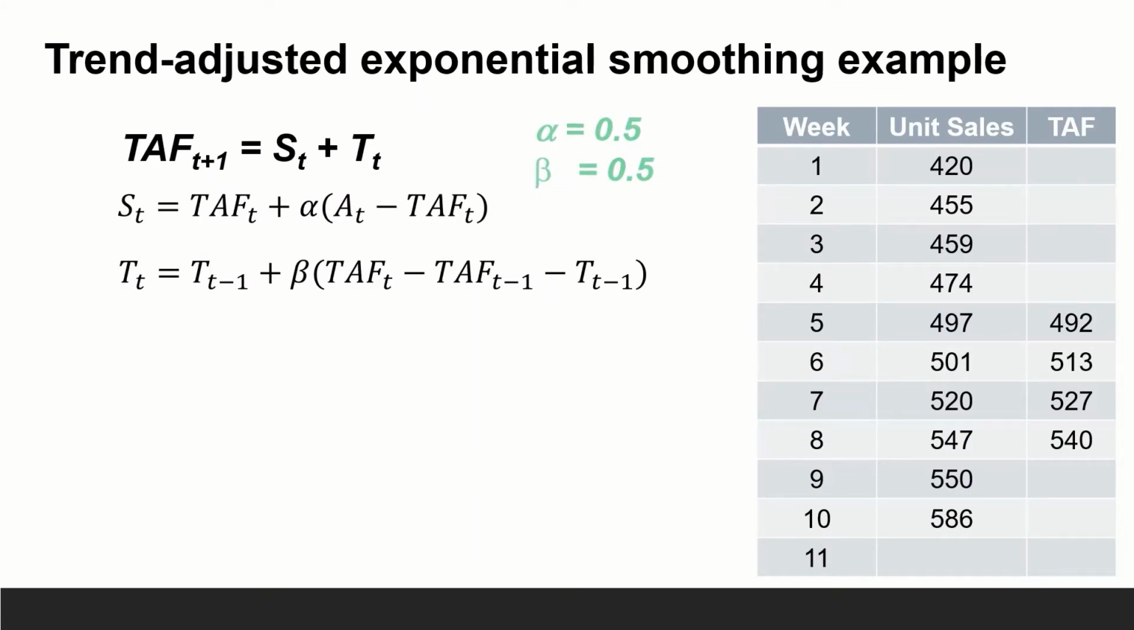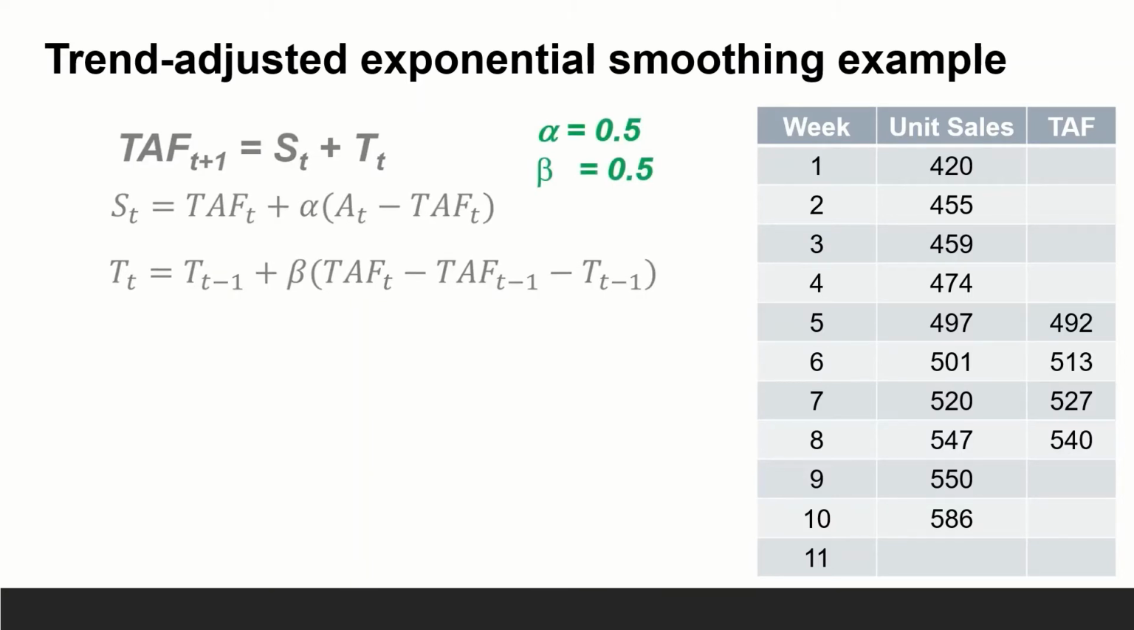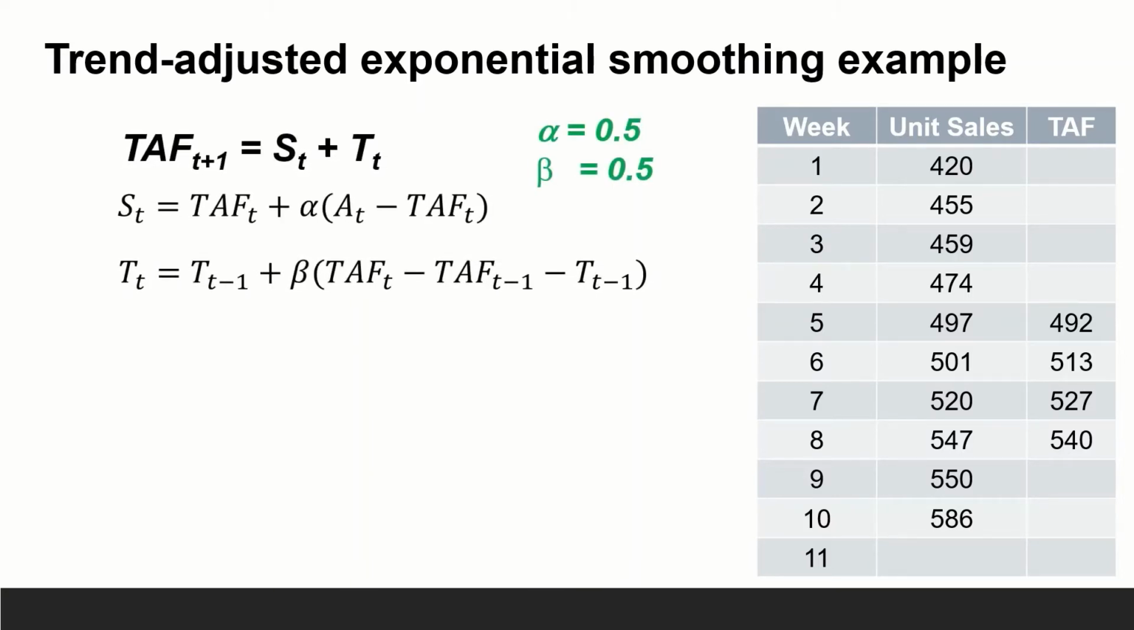Known that alpha equals 0.5, beta equals 0.5, and using these three equations, the value for TAF9 is 558, TAF10 equals 570 and TAF11 equals 592. Unlike a linear trend line, trend-adjusted smoothing has the ability to adjust to changes in trend. Of course, trend projections are much simpler with a trend line than with trend-adjusted forecasts, so a manager must decide which benefits are most important when choosing between these two techniques for trend.